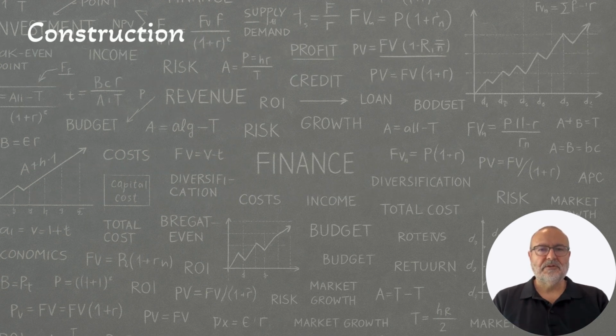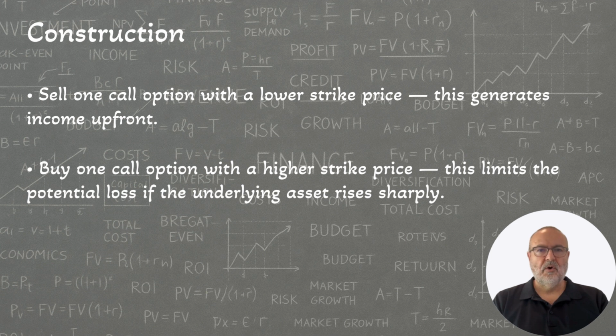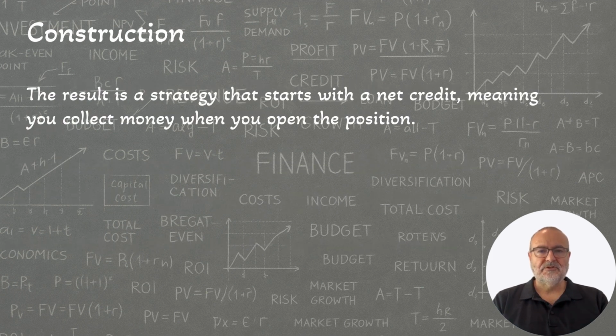Let's go step by step through the construction of the bear call spread. Step 1. Sell one call option with a lower strike price. This generates income upfront. Step 2. Buy one call option with a higher strike price. This limits the potential loss if the underlying asset rises sharply. Both options share the same expiration date. The result is a strategy that starts with a net credit, meaning you collect money when you open the position.